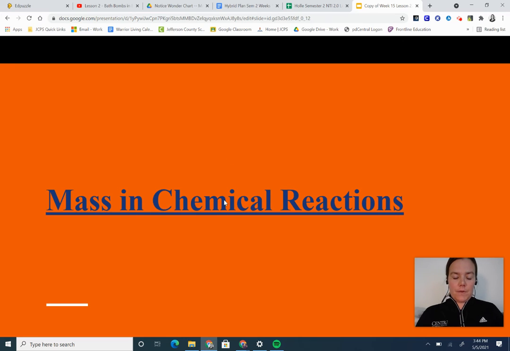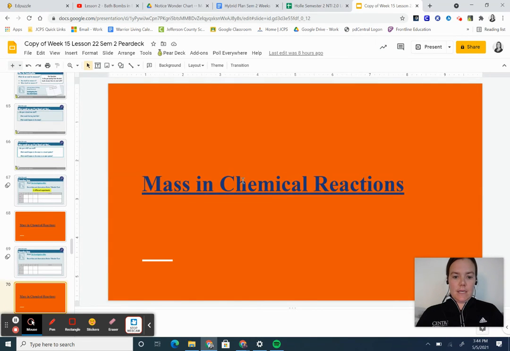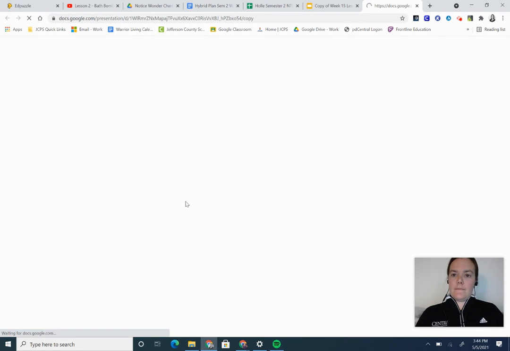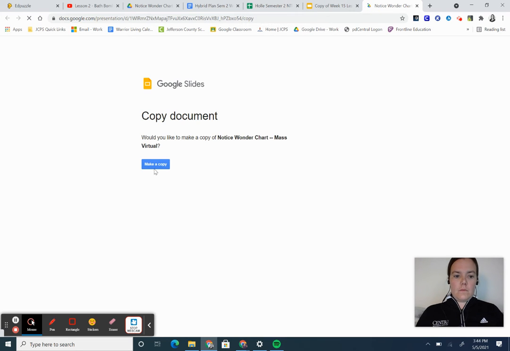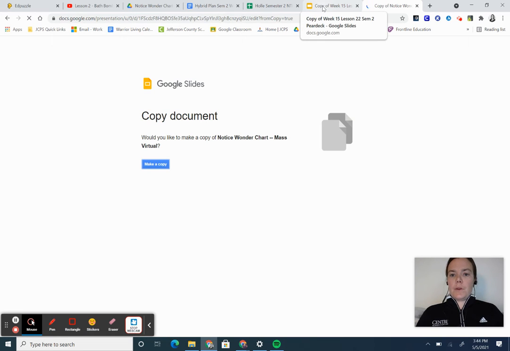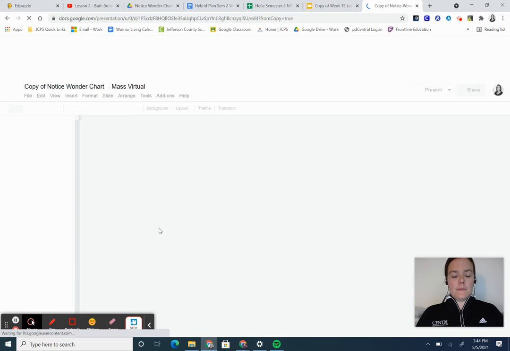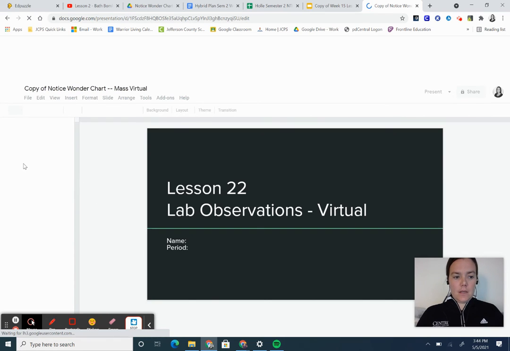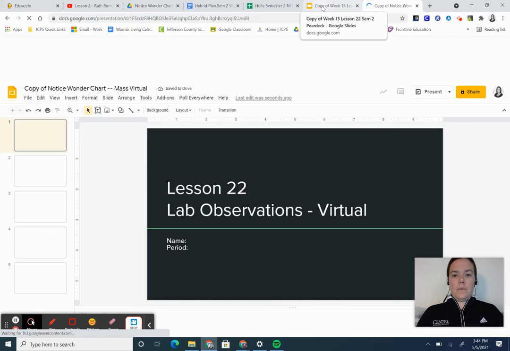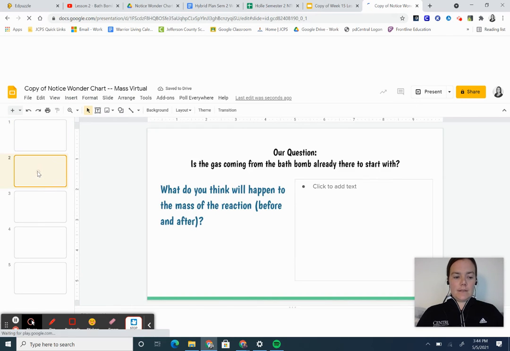So again, opening up your notice and wonder chart, it'll have you make a copy. Just click it once if it's being a little slow. But you're going to start by making sure you put your name and the period of the class that you belong to. Then the second slide is going to have you make some predictions about what you think you're going to see. And then your charts that you're going to fill out will be next.